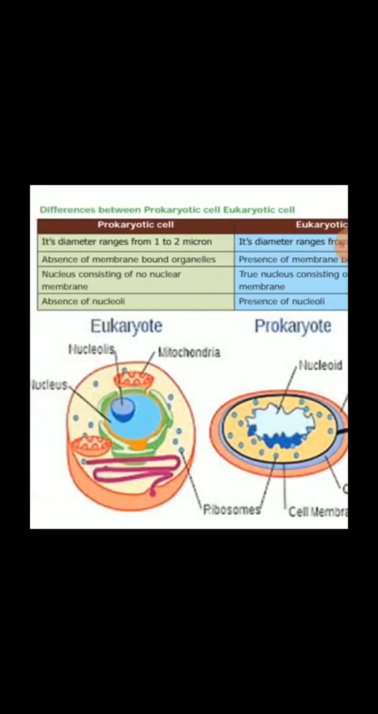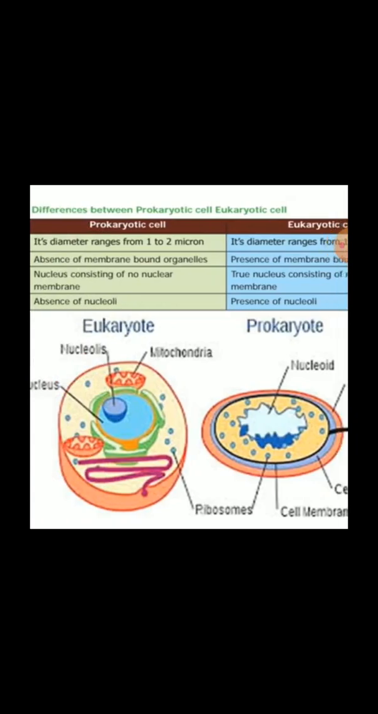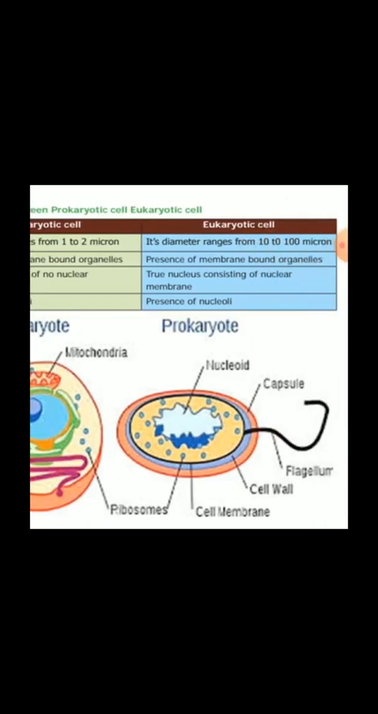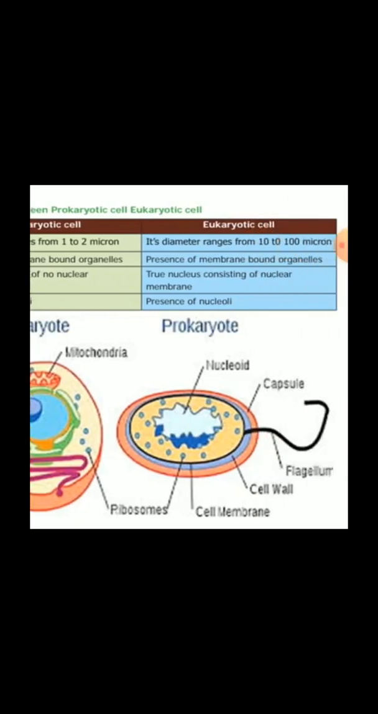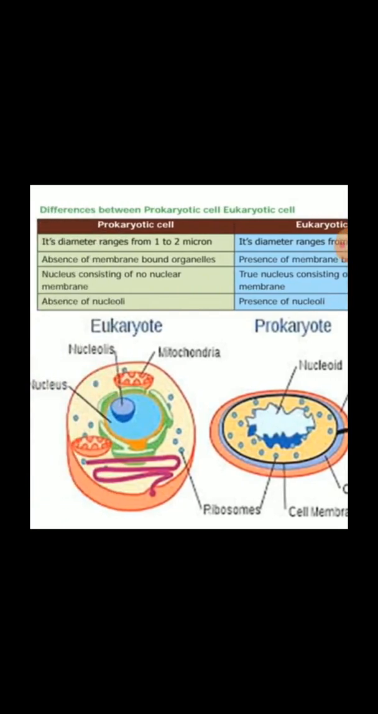Prokaryotic cell nucleus has no nuclear membrane. Eukaryotic cell has a true nucleus consisting of a nuclear membrane. Prokaryotic cell has absence of nuclei. Eukaryotic cell has presence of nuclei. This is the difference between prokaryotic and eukaryotic cells.